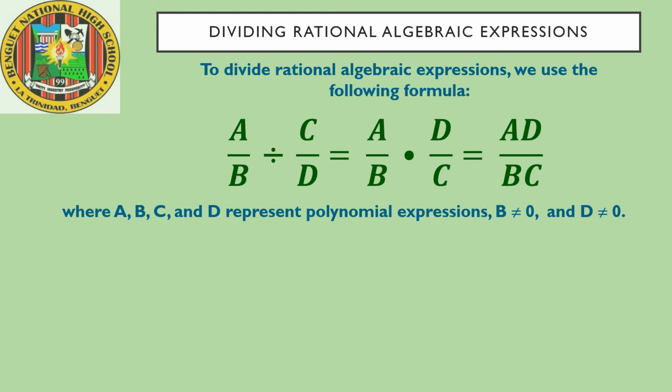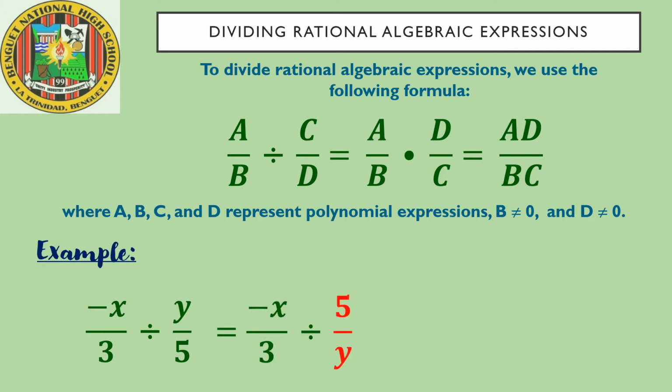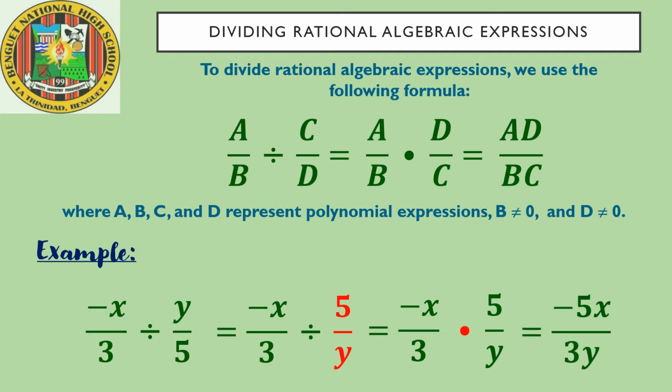Let's see an example. To divide negative x over 3 by y over 5, we first get the reciprocal of the second RAE, which is 5 over y. Then change the operation to multiplication before multiplying the numerators and denominators together to get the product, which is negative 5x over 3y. Take a look at the following examples.